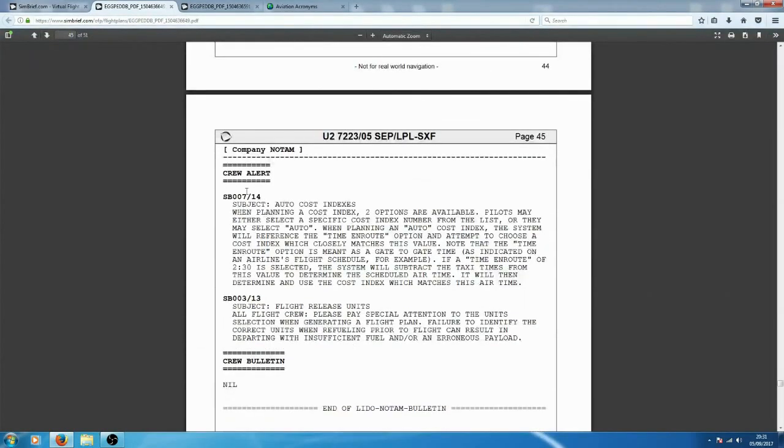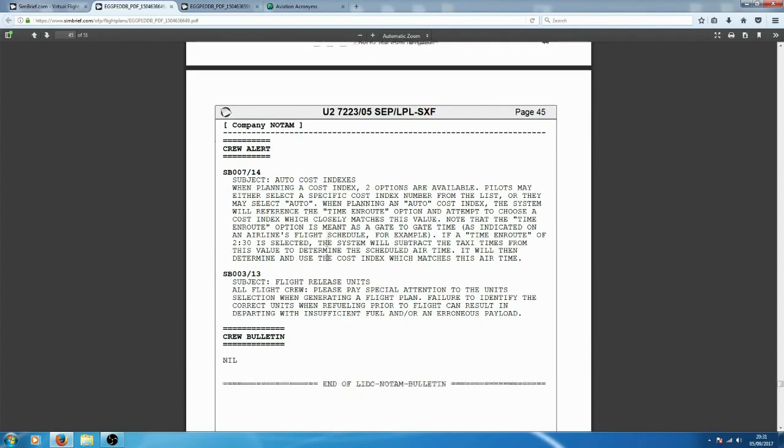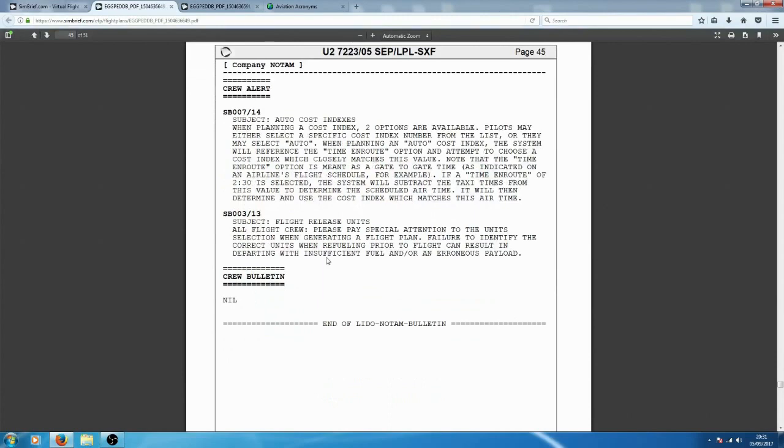So, crew alert. Now, this is important because these are bulletins towards the crew. This one is sort of like a NOTOC, if you will, which is a notice to captain. As you can see here, cost index, two options are available. Pilots may either select a cost index number from the list or may select automatic. So this is basically company NOTAMs, and some NOTOCs as well, you'll also find here.